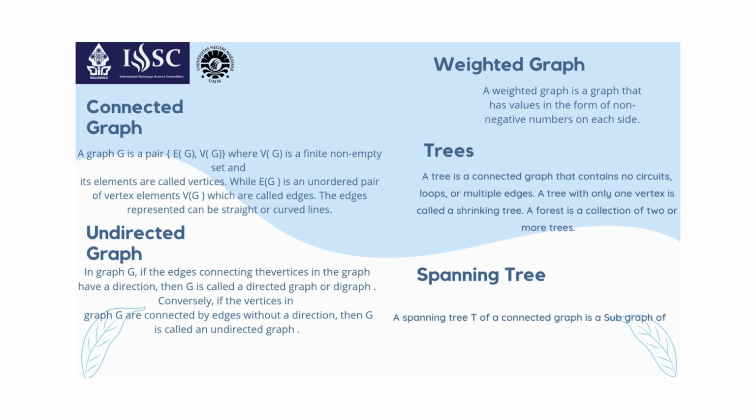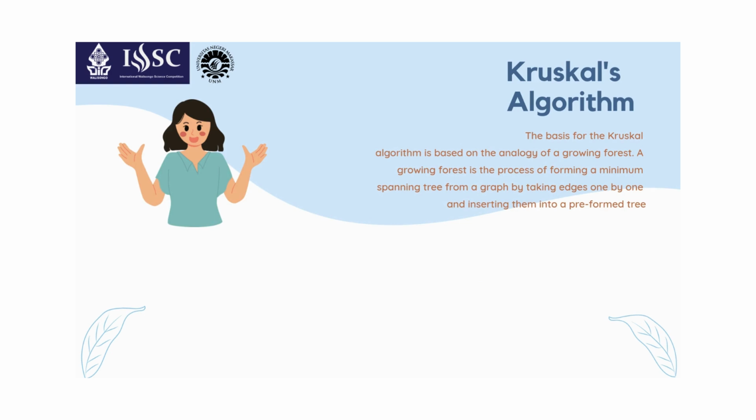And the last, the classical algorithm. The classical algorithm is an algorithm in graph theory for solving minimum spanning tree problems. It is based on the analogy of a growing forest. A growing forest is the process of forming a minimum spanning tree from a graph by taking edges one by one and inserting them into a preformed tree. As each edge is iterated, the forest will have fewer and fewer trees. Therefore, this analogy is called a growing forest.